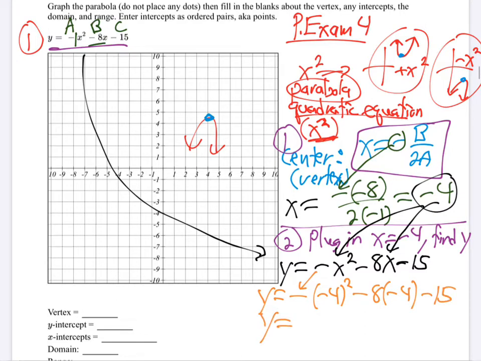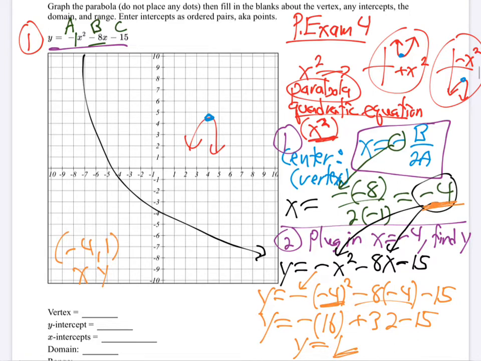Okay, so what do we get? This is going to be negative 4 squared. Negative 4 squared is 16, right? Because that means negative 4 times negative 4 is 16. Plus 32, 2 negatives make positive, minus 15. If you work that out, you can use a calculator, you get 1. Y is 1. So we got x is negative 4, y is 1. So that means negative 4, 1, x, y is the center or the vertex of the parabola.